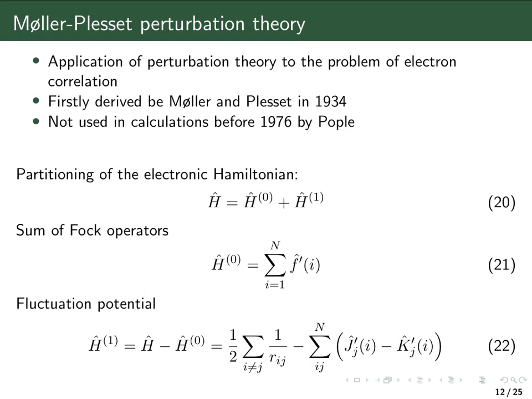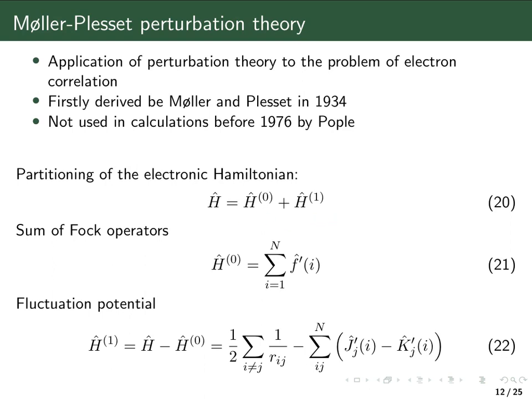It was first derived by Møller and Plesset in 1934, but was not used routinely in quantum chemical calculations before around 1976, when there was a paper by John Pople and it was implemented in the Gaussian program. Like always in perturbation theory, one starts out by partitioning the Hamiltonian into an unperturbed Hamiltonian and a perturbation. Different methods for the treatment of electron correlation are distinguished by how this partitioning is done.